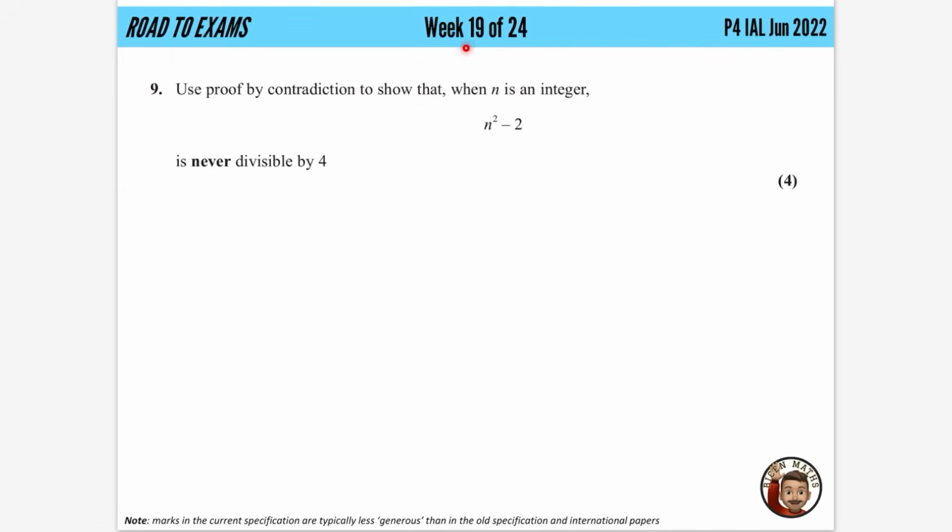Okay, we are on week 19 of 24. Exams are getting close. And this is a proof by contradiction question. I think this is pretty tricky for 4 marks. You have to follow quite a long bit of logic to get to this.